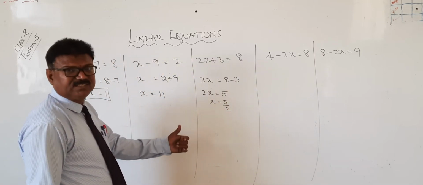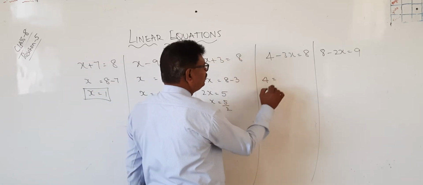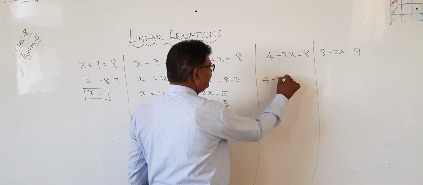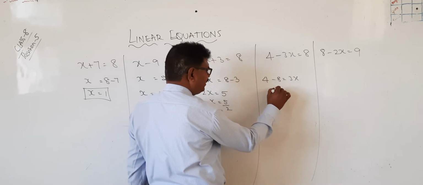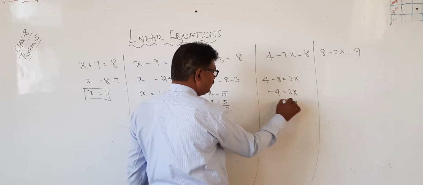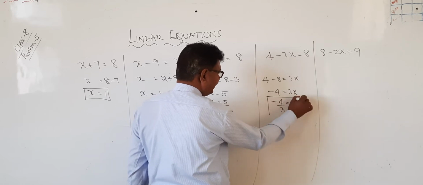Did you understand? Yes. Next, 4 is equal to, you can write, otherwise 4 minus 8 equal to 3x. 4 minus 8 is nothing but minus 4 is equal to 3x and x equal to minus 4 by 3, like this.